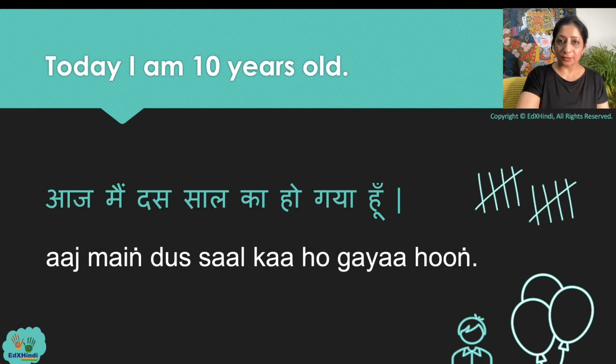Today, I'm 10 years old. If a male speaker is saying that, he will say, आज मैं 10 साल का हो गया हूँ. आज मैं 10 साल का हो गया हूँ. आज means today. मैं means I. 10 means 10. साल means years. का होना means to get old or to be or to turn. So, हिंदी में हम बोलेंगे, आज मैं 10 साल का हो गया हूँ.